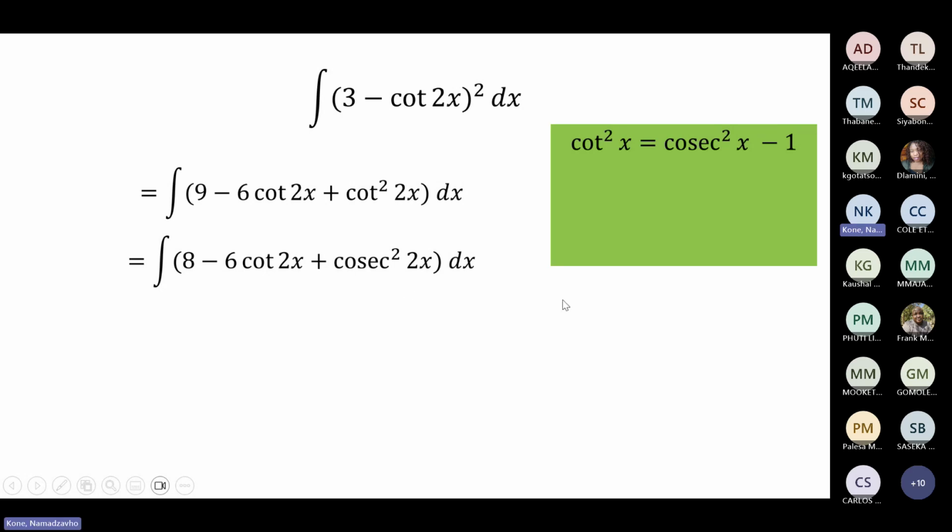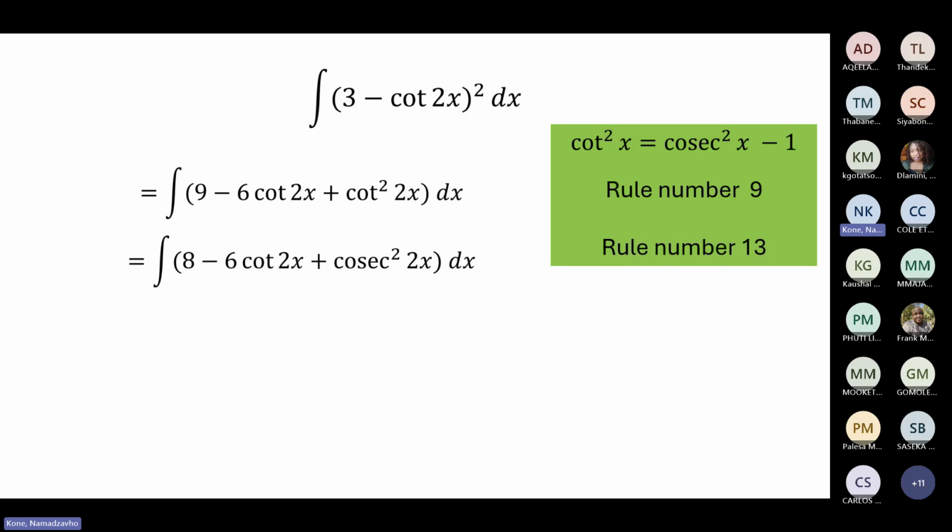Now, we are going to have a look at the rules that we need to be able to do integration. The first one is rule number 9. Rule number 9 has to do with the integral of cot 2x. So if you go to that information booklet and check rule number 9, it will give you how to do the integral of cot 2x.